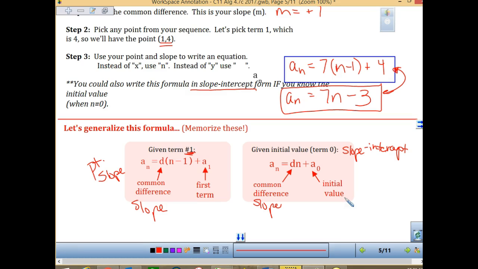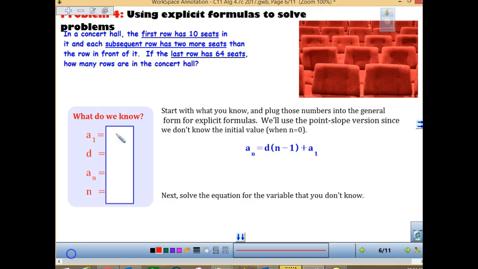Give me a thumbs up when you have it down. 10. Each subsequent row adds 2 more seats, which means our common difference is 2. The last row has 64 seats. A sub n is 64. We just found out that this was 64. And the question says, how many rows are there?